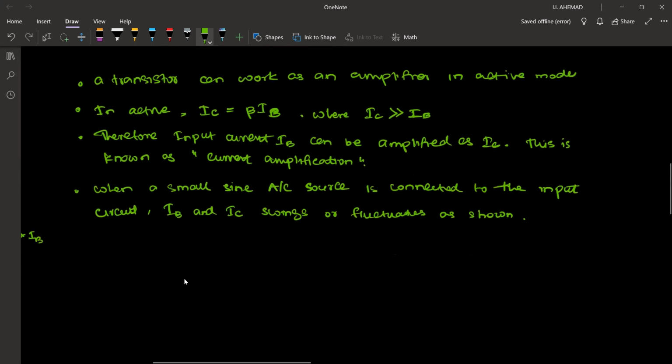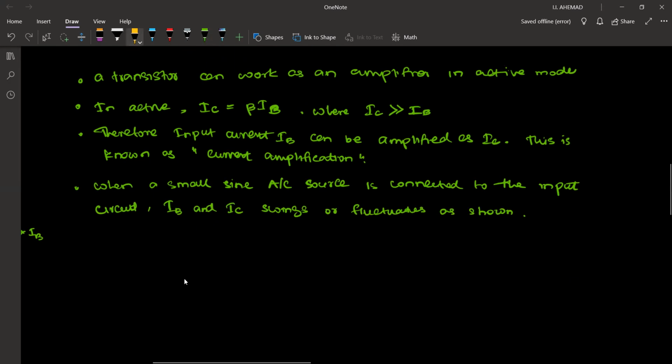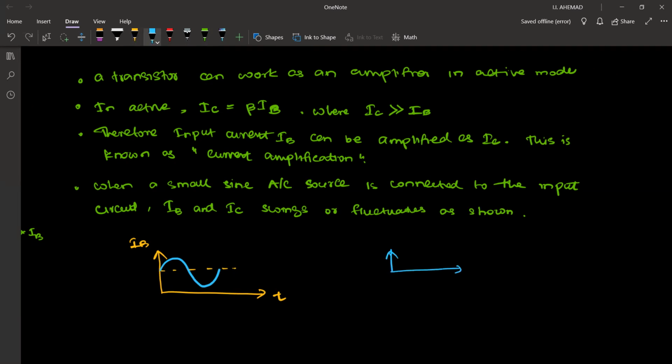So when we have a sine voltage supply, then the IB current with time is going to swing. But you might have an idea that AC current means it has to go in the positive side and the negative side, right? But here we have both of them in the positive side. You might have a problem with that.